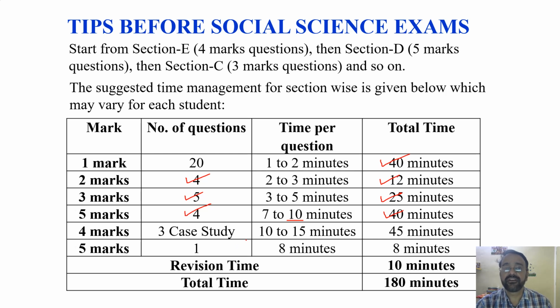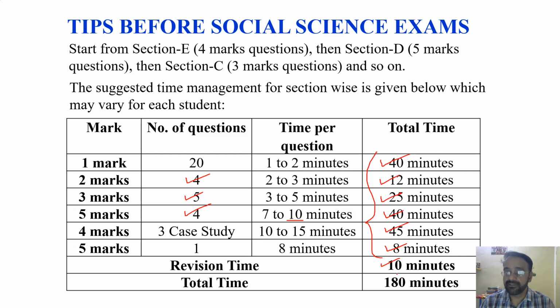And there are 3 case study questions, so we can take 15 minutes maximum each, so 15 into 3 is 45 minutes. And there is 1 map question, which has one part of History and one of Geography, together 8 minutes. So up to here, this is 170 minutes, and 10 minutes of revision time, so total 180 minutes. So this is the time management which I suggest, and you can change it according to your convenience.